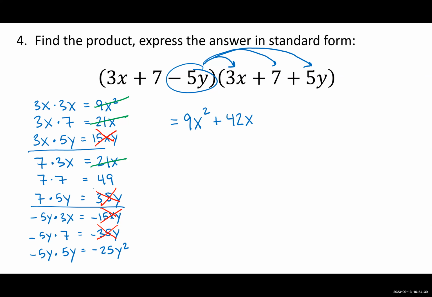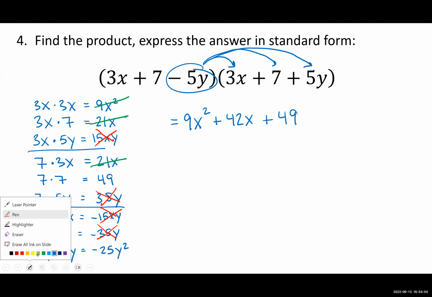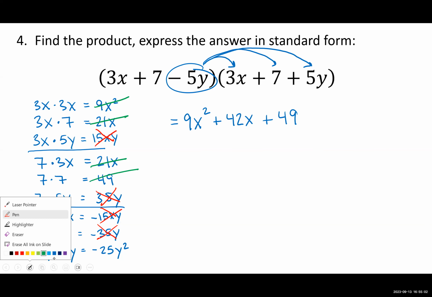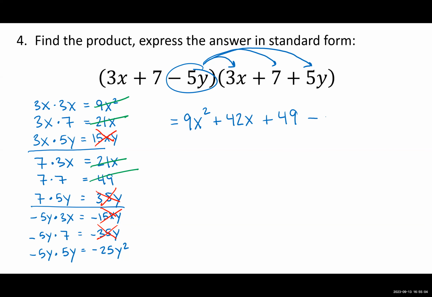We've got a positive 49. And at the bottom here, we cross out that 49. And at the bottom here, we have a minus 25y. So minus 25y squared, sorry.